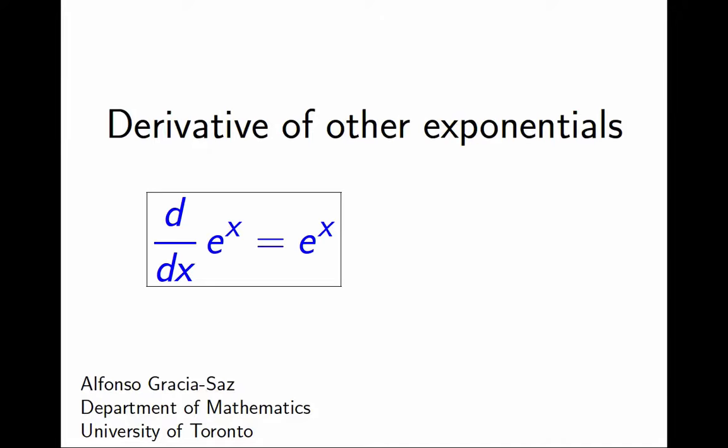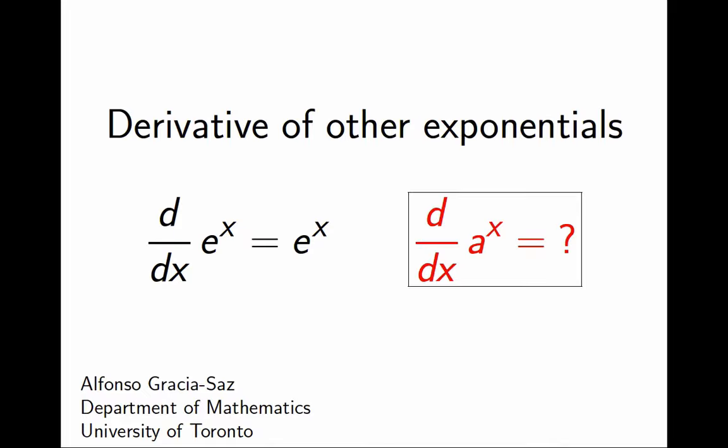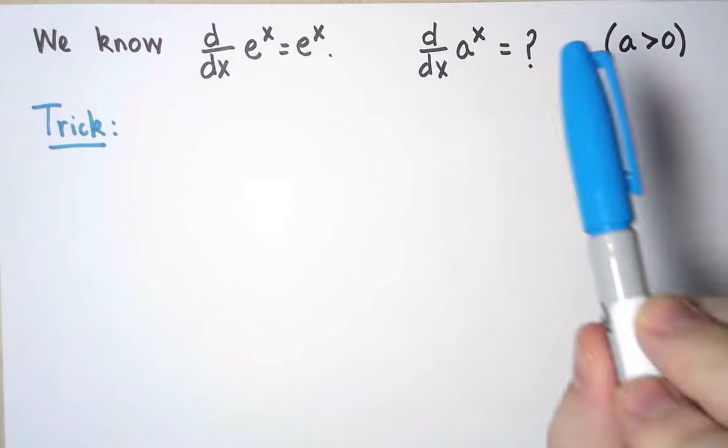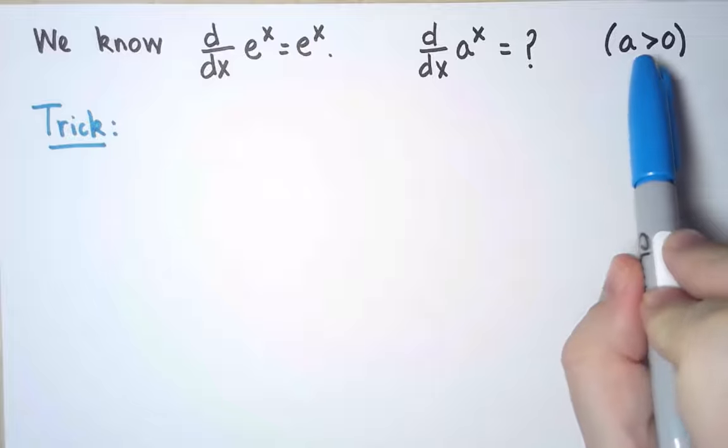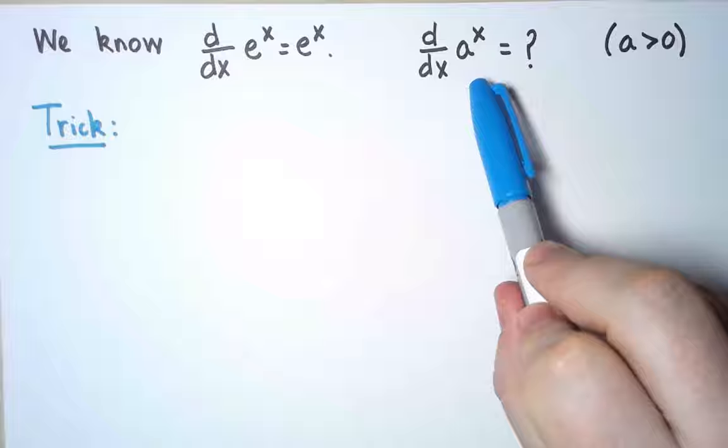We know the derivative of e to the x is itself. But what is the derivative of an exponential with a different base? That is the goal of this video. The base a could be any positive real number. It has to be positive, otherwise the exponential doesn't make sense.